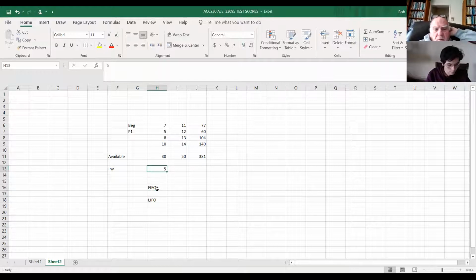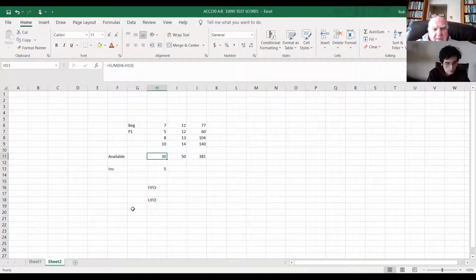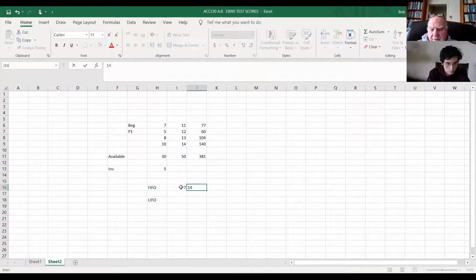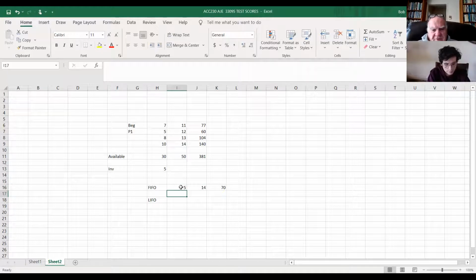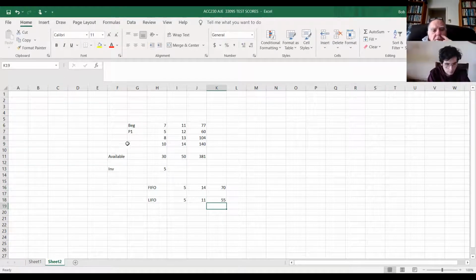Under FIFO, what do we still have? We have the expensive stuff still in the inventory. So the FIFO inventory would be 5 times 14, which is 70. And the LIFO, you'd have the old stuff still in the inventory. 5 times 11. Set up the template real quick like this, and we can answer that problem, okay?